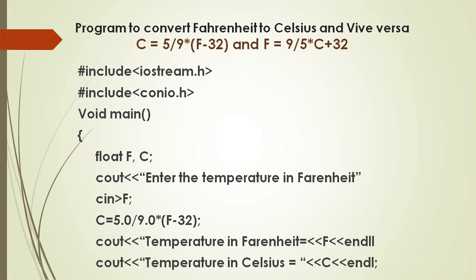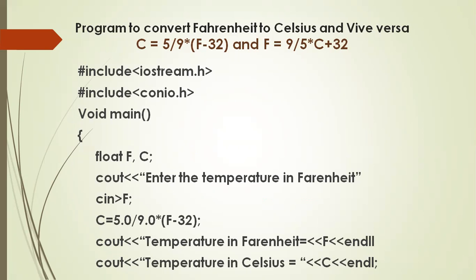For the first part, you have to convert from Fahrenheit to Celsius. So you have to give the temperature in Fahrenheit: cout "Enter the temperature in Fahrenheit", cin f, input the value for F. Then convert it using the formula, C = 5/9 * (F - 32). Next, you display the output: cout temperature in Fahrenheit, display the value of F. Next line, display the temperature in Celsius, display the value for C, endl. So the first part is to convert from Fahrenheit to Celsius.